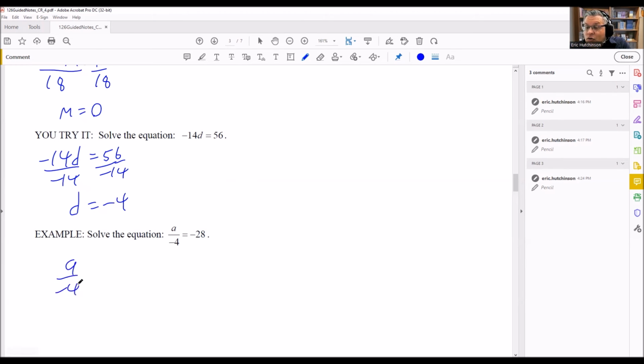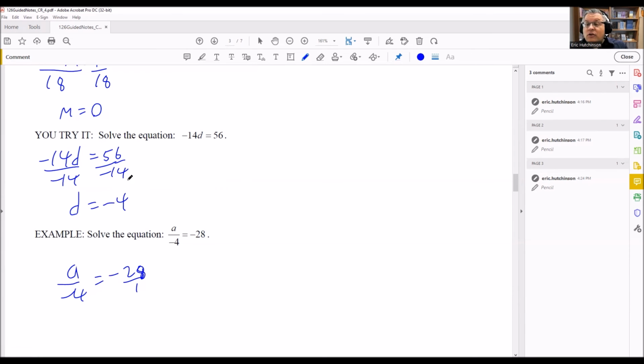A over negative 4 equals negative 28. So this is a case where, and I'll make this look a little bit neater here, that may look like a 9, so let's make that an A. So A over negative 4 equals negative 28. Now I'm going to write this 28 as 28 over 1. And what I want to do here is I'm going to actually use the multiplication principle.